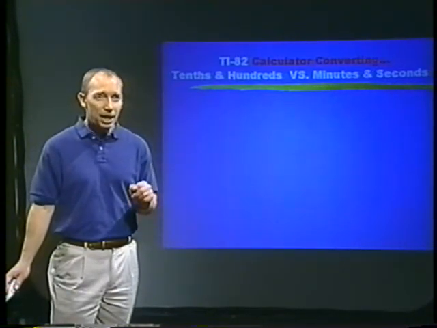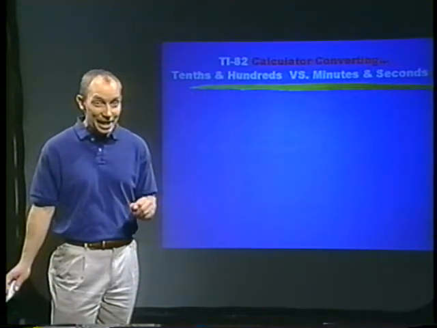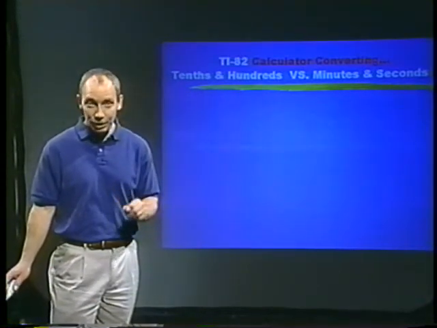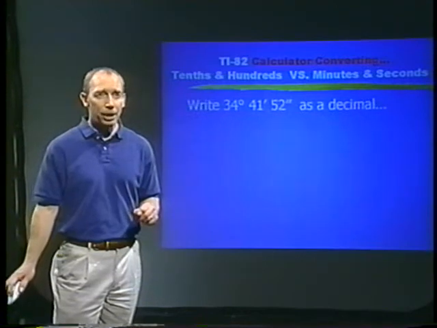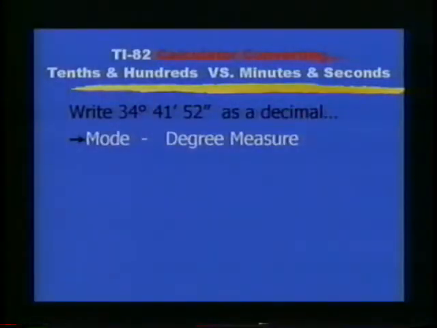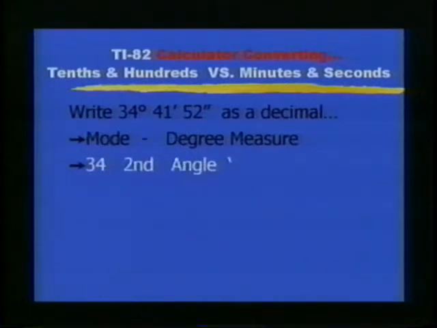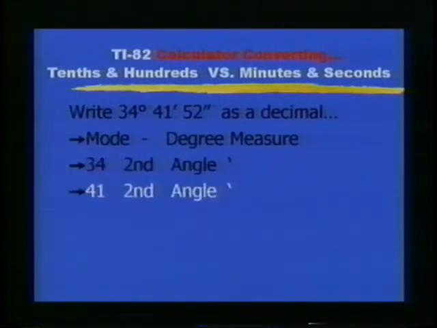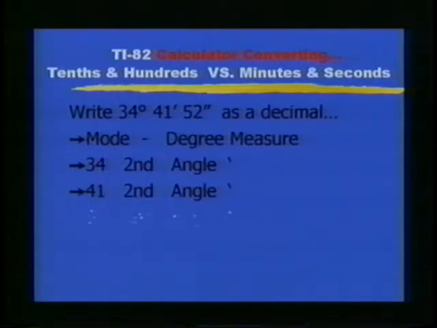If any of you have a TI-82 or a TI-89, okay, it works quite differently. You'll want to make sure you're in degree measure, okay? Then you'll start off, you'll hit 34 second angle apostrophe, okay? And 41 second angle apostrophe, and 52 second angle apostrophe. Don't ask me why, I didn't invent the calculator. That's the way it works. Let's do it, just to show you.